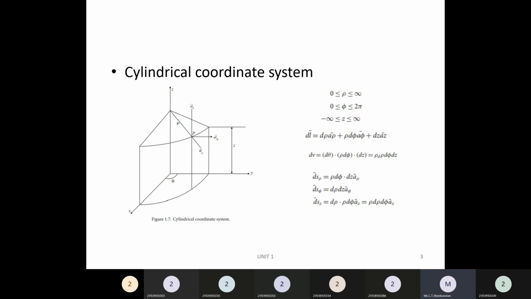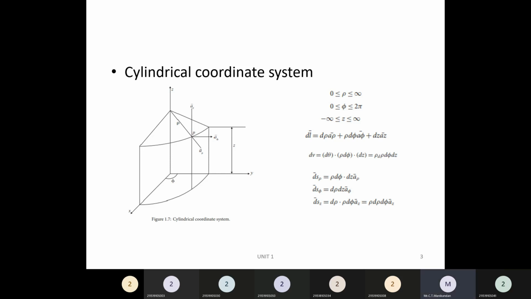So when you go to the cylindrical coordinate system, instead of the three axes x, y, z, you will have rho, phi, z, where rho is the radius which varies from 0 to infinity, phi is the angle of rotation, from 0 to 2 pi, and z is the height of the cylinder. The best example is the cylinder we use in our houses. The cylinder has a radius, you can rotate it from 0 to 360 degrees, and the height can go from minus infinity to infinity.